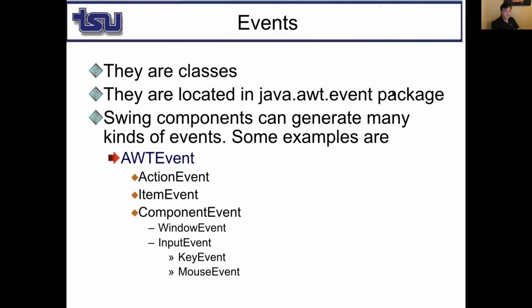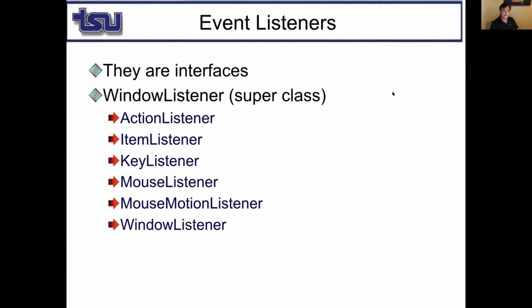Events are classes and they're located in the java.awt package. And Swing components can generate many kinds of events. For example, when you click on a button, it generates an action event. If you pick an item from a list box, it generates an item event. If you drag something with the mouse, it generates a mouse event. If you press a letter on the keyboard, it generates a key event. And the event listeners are interfaces like ActionListener, ItemListener, and so on.